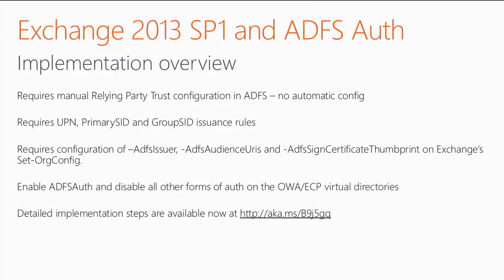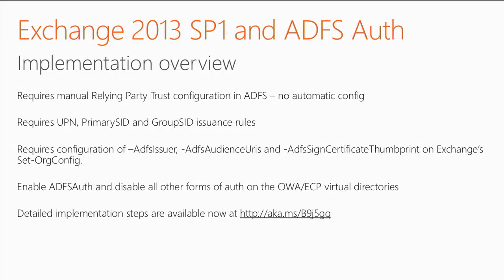Implementation overview. A bunch of things that you need to keep in mind. It requires manual creation of a relying party trust. When you create a relying party trust in ADFS, you usually just point it to a service URL, and it just sucks down all the information and configures an automatic relying party trust. Yep, we don't have that. We never went ahead and did that, so it's a bunch of manual steps.